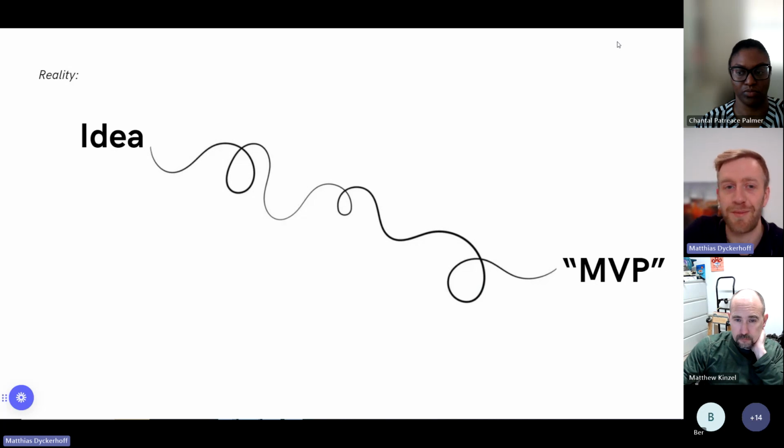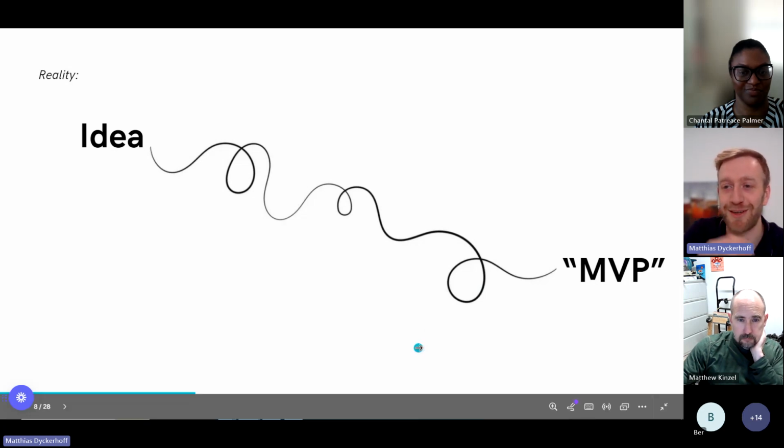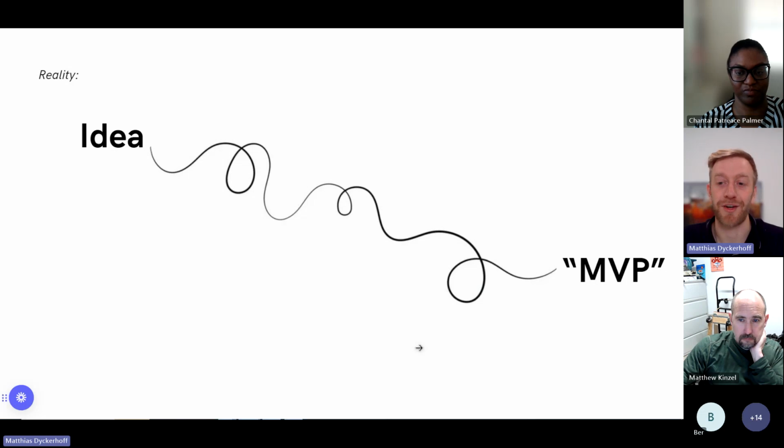And this is actually maybe a clean version of how you get from your idea to MVP. And there's a lot that can go wrong along this way. And there are a few issues with just going straight from your idea to development of your product, which I will get into.